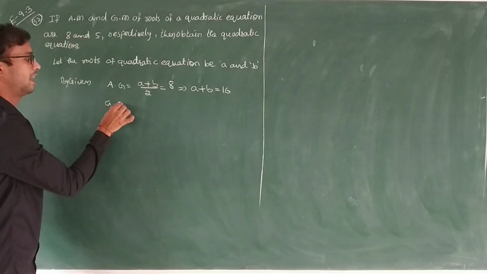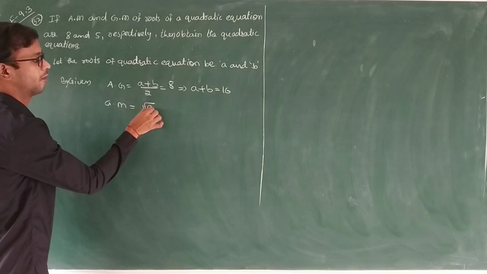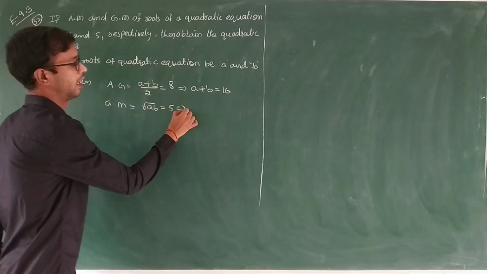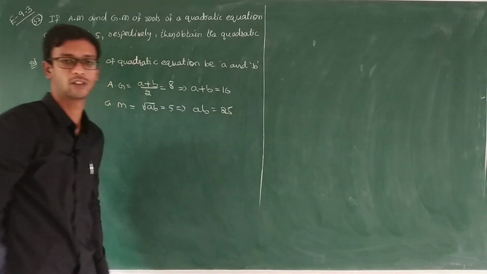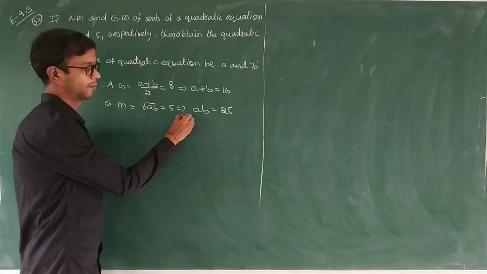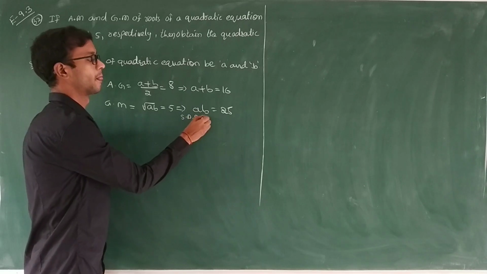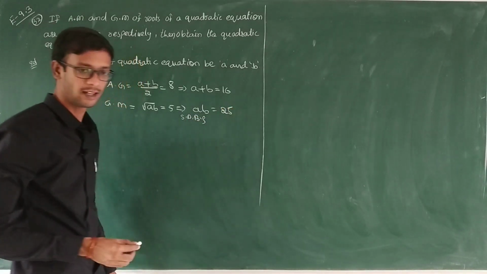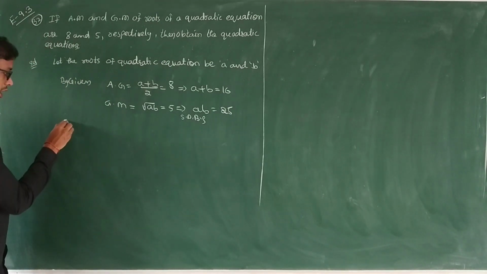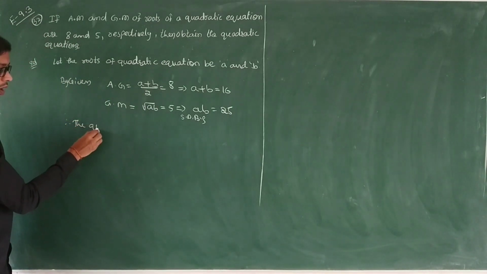Next, the geometric mean: square root of AB is equal to 5. Squaring on both sides, we get AB is equal to 25. Next step, the required quadratic equation.